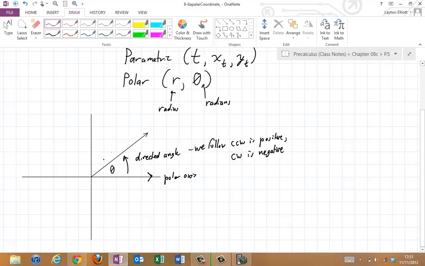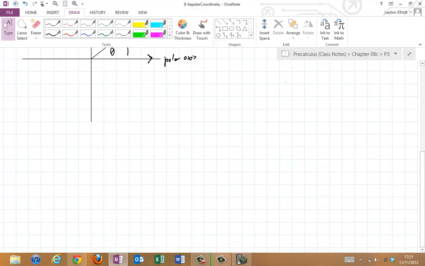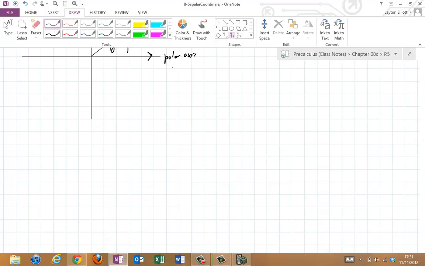And then this ray here has a radius too. R is what we call the directed distance. So we're going to come down here and we're going to practice a little bit with plotting these. This isn't going to be as hard as you think it is. So some examples. Let's plot on the same grid. So I'm going to set up another grid here.